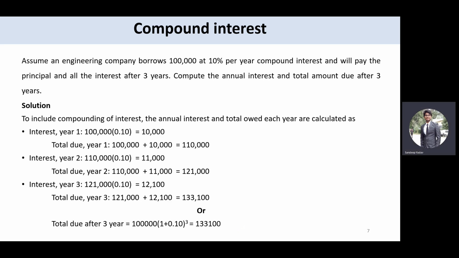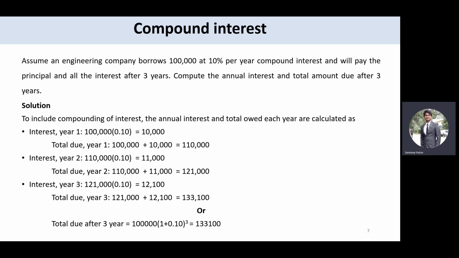Now let's take an example. Assume an engineering company borrows 1 lakh rupees at 10% compound interest. It's the same question that we solved for simple interest. Now we will solve it for compound interest at 10%, and the company will pay the principal along with all the interest after 3 years. Now we have to calculate the annual interest and the total amount due after 3 years. So let's see the solution.